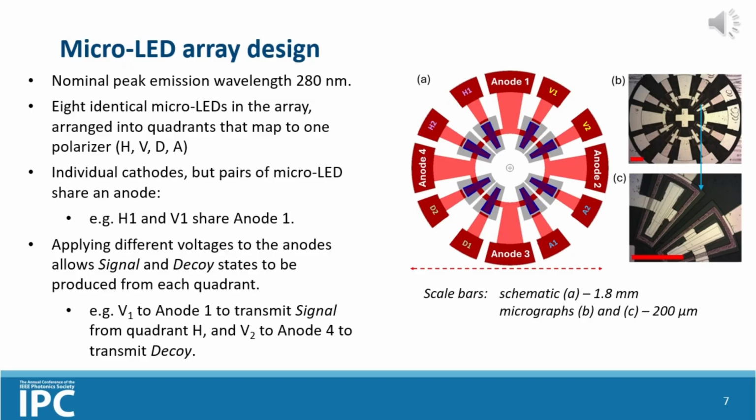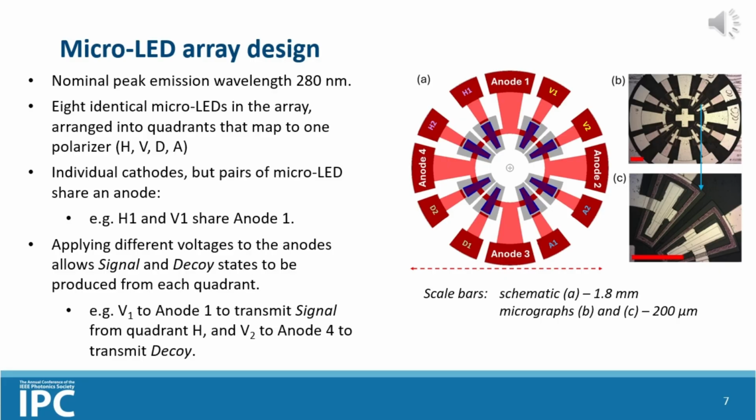This slide summarizes the resulting micro-LED array design that was used in this work. The nominal peak emission wavelength from the devices is 280 nanometers. There are 8 identical micro-LEDs in the array. They're shown clearly in figure C, these wedge-shaped parts of the array. They're arranged in a quadrant, so around a circle, so that each quadrant, the H, V, D or A quadrant, maps onto one of the polarizers to give you your HVDA polarization states.